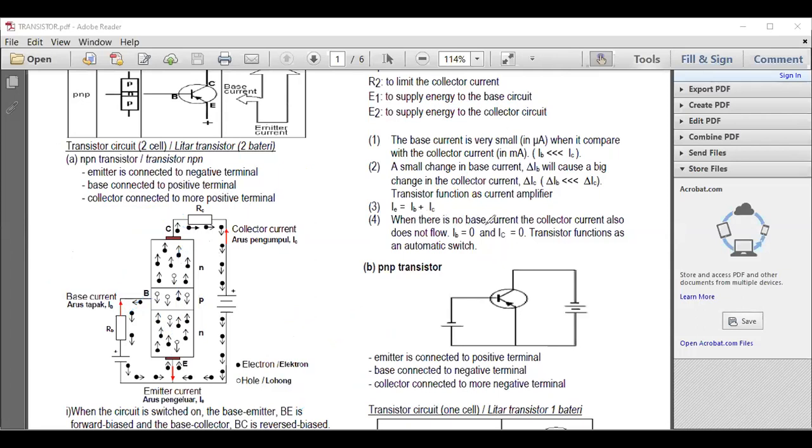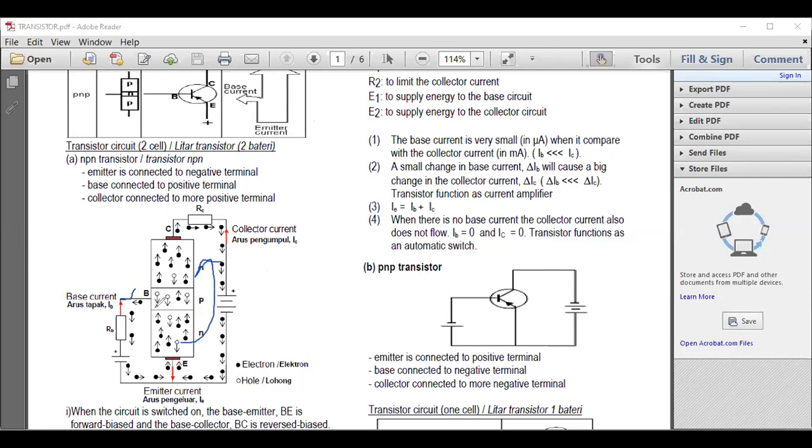Now, when there is no base current, there won't be any collector current. IB equals 0, IC equals 0. What is meant by this statement is, let's say there's a switch here. If you turn off the base, and you only connect the emitter to the collector, there won't be any charges going straight to your collector.